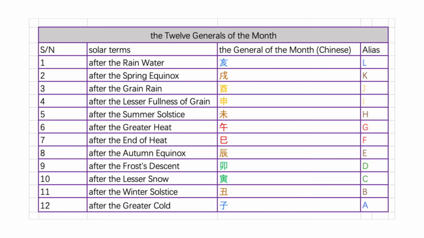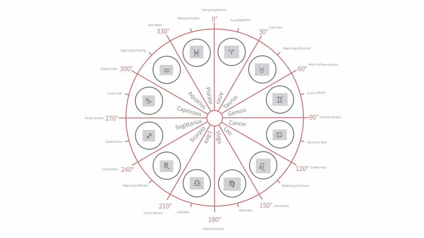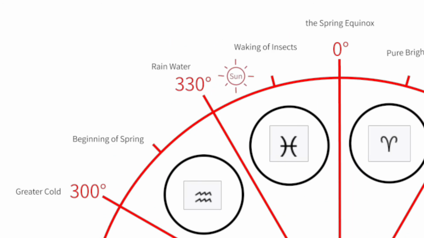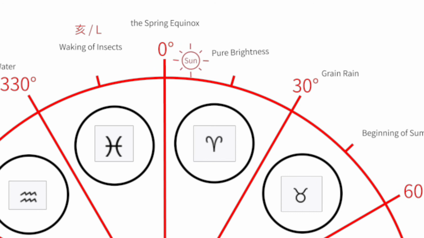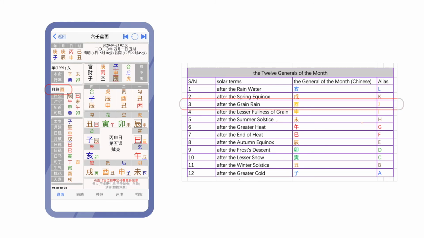The 12 generals of the month are also represented by the 12 terrestrial branches. You can see that in Chinese culture, many things with a total number of 12 are represented by the 12 terrestrial branches. For example, when the sun moves to this area, then the general of the month at this time is Hai, or L for short. When the sun moves to this area, then the general of the month at this time is Xu, or K for short. You don't need to memorize this knowledge by rote, because when we use the mobile phone app, it will help us figure out which general of the month it is for that month.